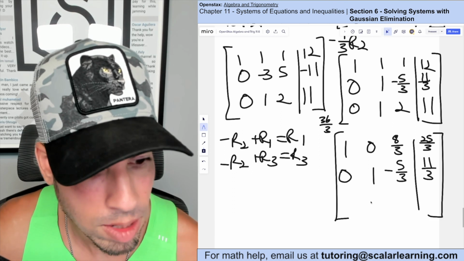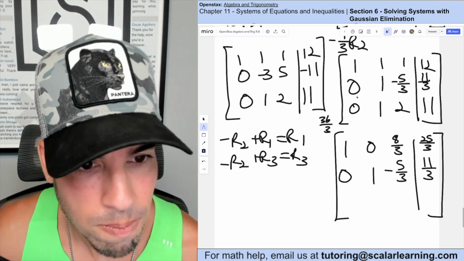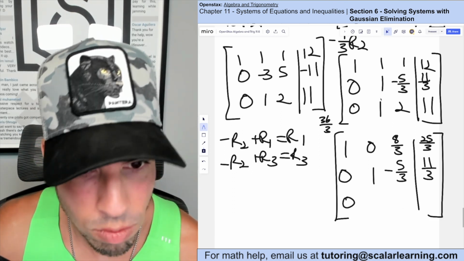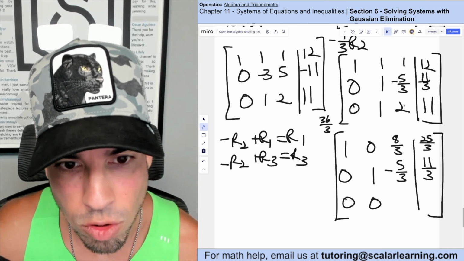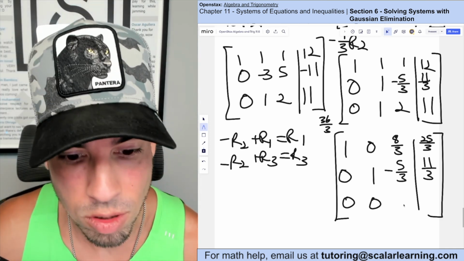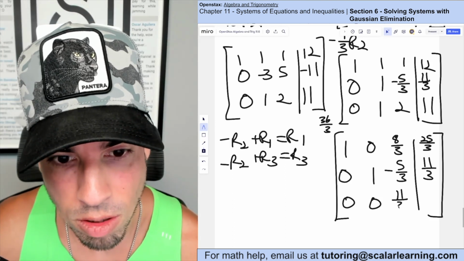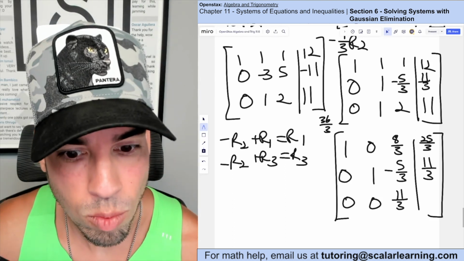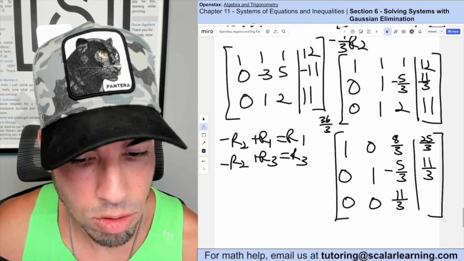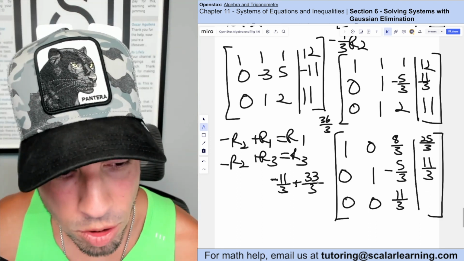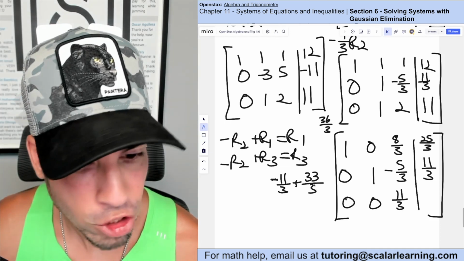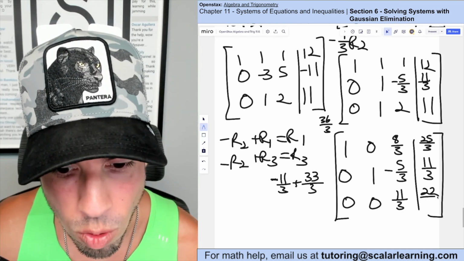Okay, now the row 3, excuse me. So then we got 0 plus 0 is 0. Negative 1 plus 1 is 0. Positive 5/3 plus 2, which is 6/3. That gives us positive 11/3. And then what do we have here? Negative 11/3 plus 11, which would be negative 11/3 plus 33 over 3, which is 22 over 3.